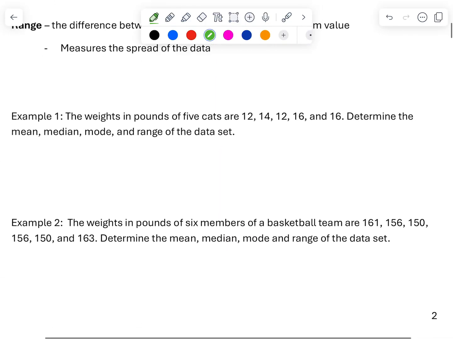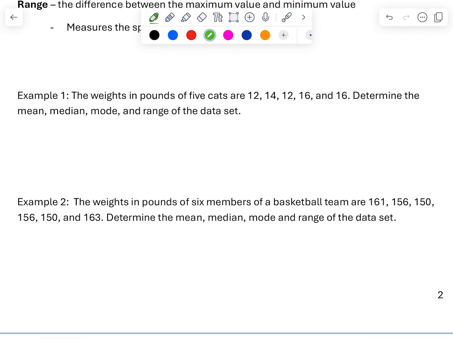Example 1 here. It says the weights in pounds of 5 cats are 12, 14, 12, 16, and 16. Determine the mean, the median, the mode, and the range of the data set. So I will start with our mean first. So remember, for the mean, you're adding all of the numbers up. So we are going to do 12 plus 14 plus 12, and when we add all of those up, we get 70.